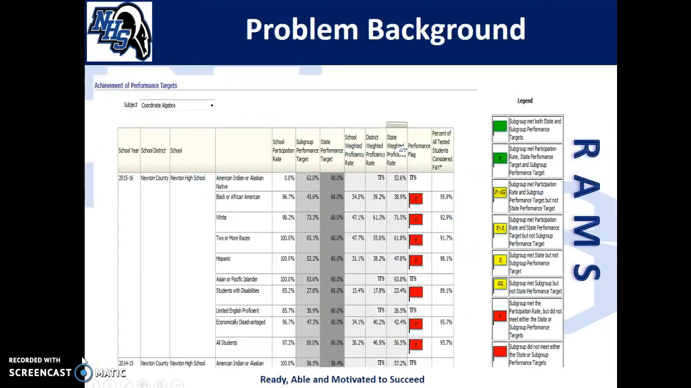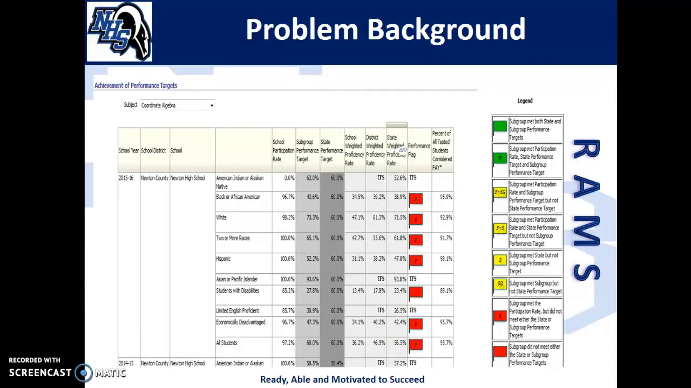At Newton High School, we have a problem. We have a problem in our 9th and 10th grade algebra classes and geometry classes. Here is an illustration of the background of our problem. Here is our achievement on performance targets as listed on the Georgia Department of Education website.